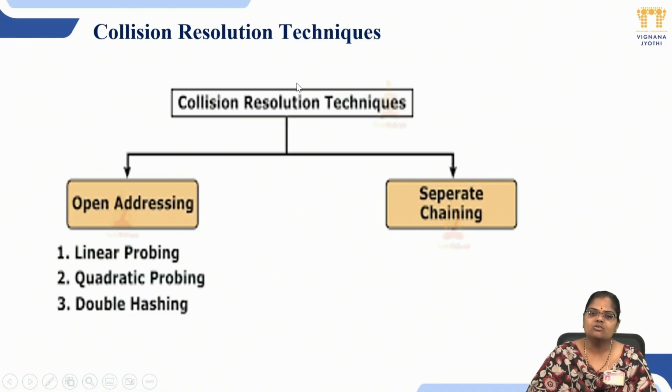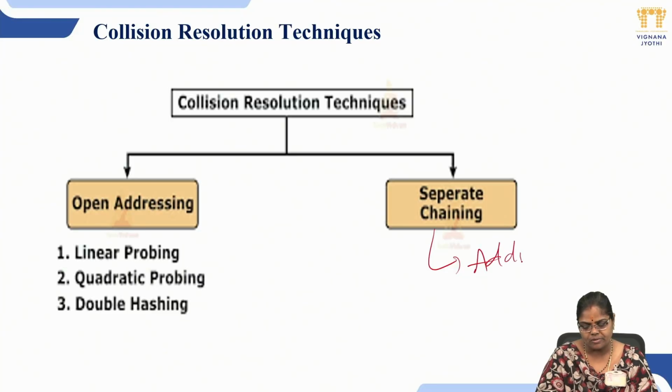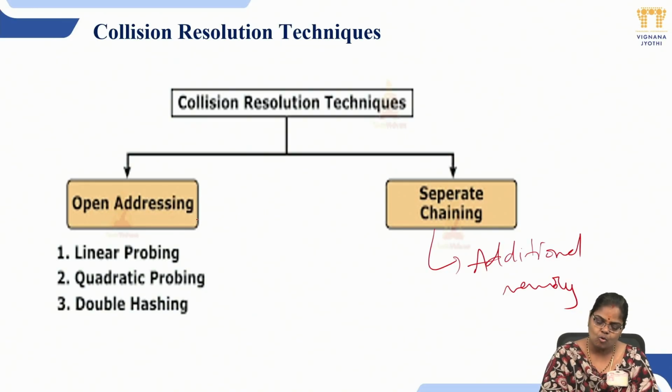The different hash collision resolution techniques are open addressing and separate chaining. Separate chaining is a technique where we use additional memory along with the hash table. This is a major difference between separate chaining and open addressing. In open addressing, we use only the hash table as memory.